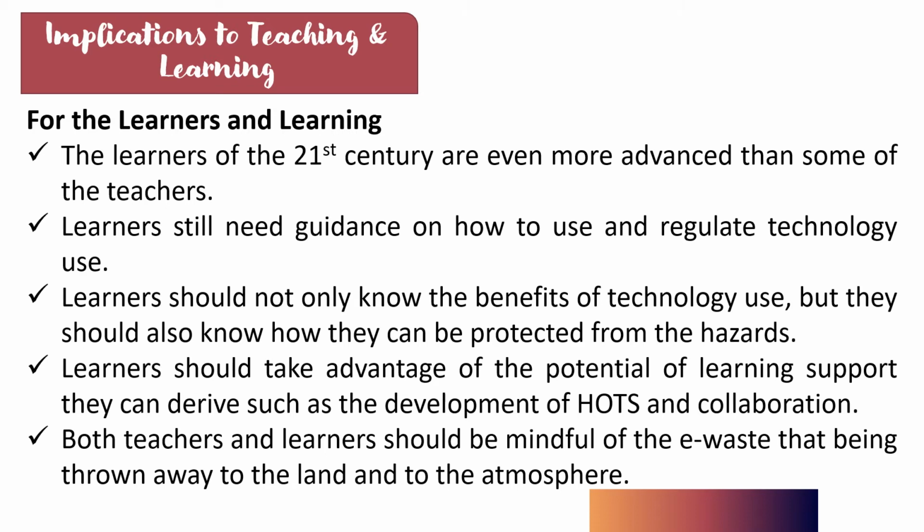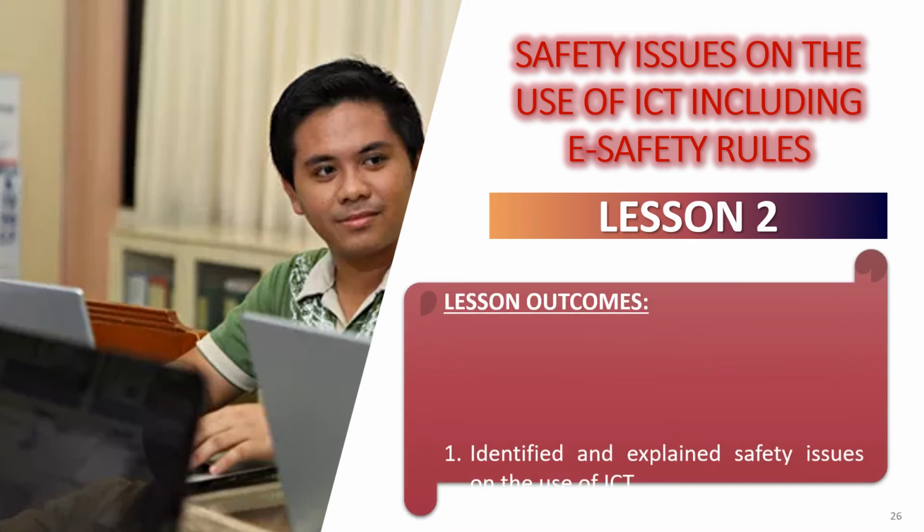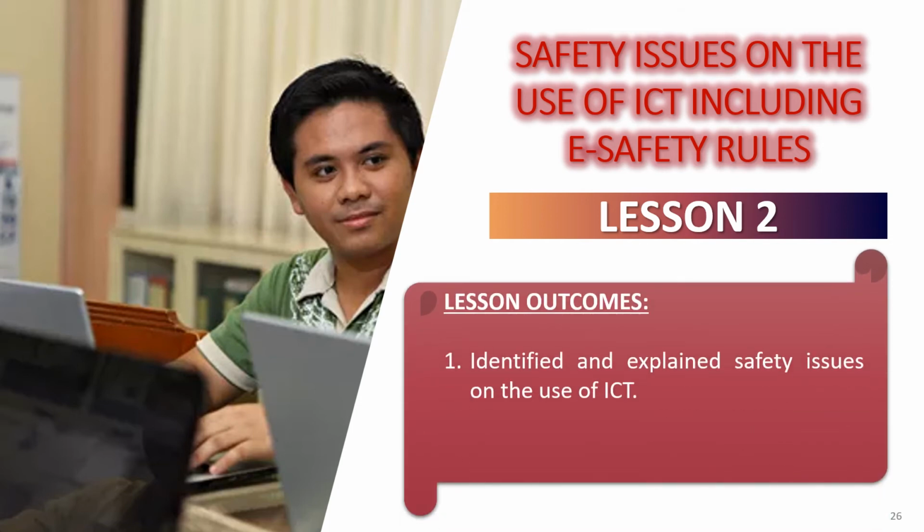Next, the next one is lesson 2, which is safety issues on the use of ICT, including e-safety rules. So here are the lesson outcomes for this lesson. Number 1, identify and explain safety issues on the ICT. Number 2, list and apply e-safety rules in the use of ICT.